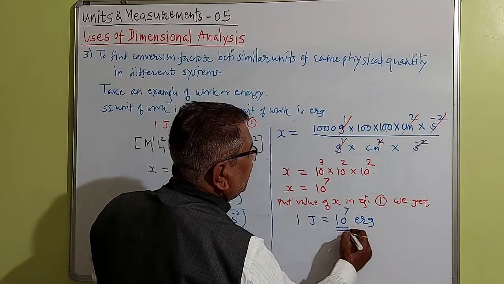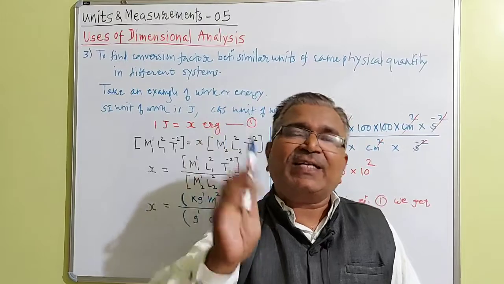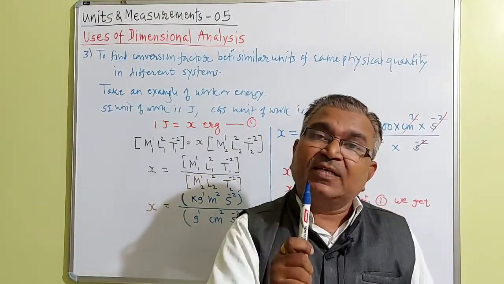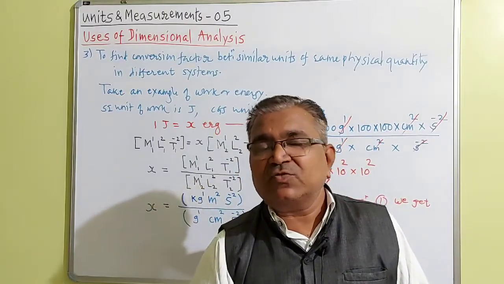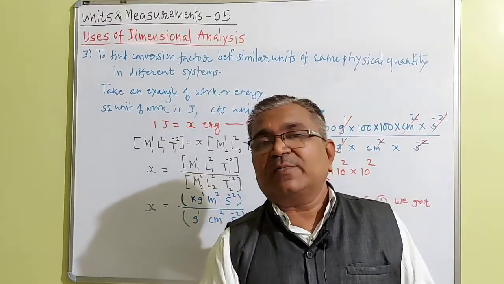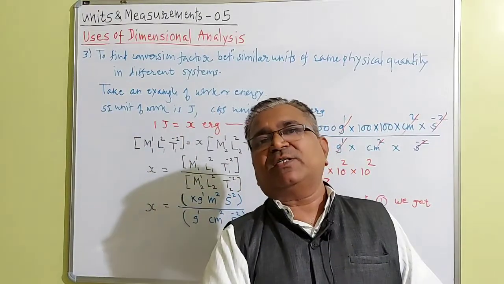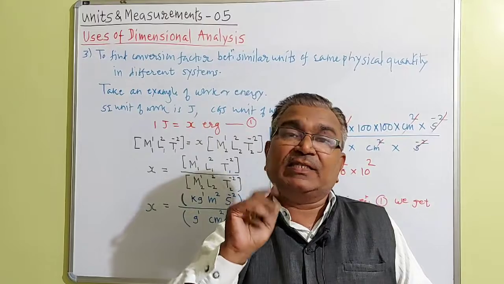So this 10 raised to 7 is a conversion factor between joule and erg: 1 joule is equal to 10 raised to 7 erg. In this way, we find the conversion factor between two similar units of the same physical quantity in two different systems, that is, in SI system and CGS system.